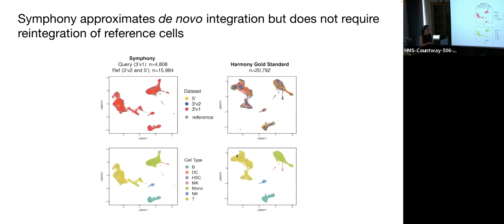And so for that PBMC example with the three technologies, you can see here that we compared Symphony to a gold standard of running de novo integration on all the cells together. But you can see that Symphony does a good job of being able to integrate across the technology variable while maintaining the cell type differences.